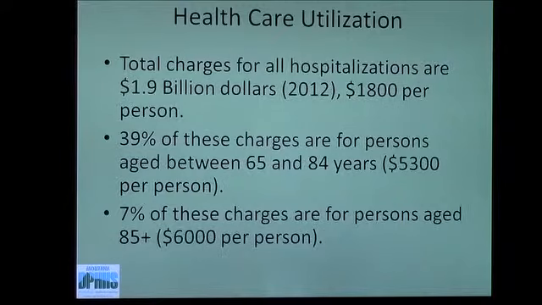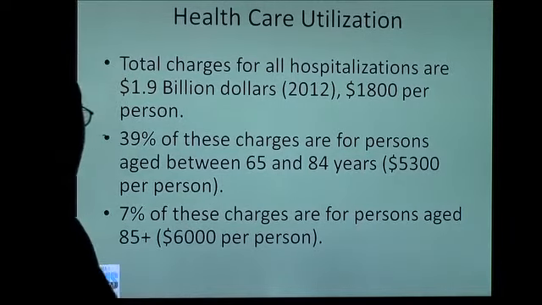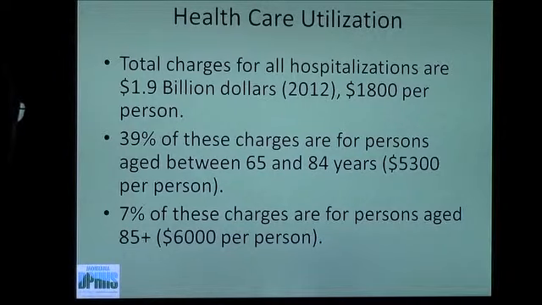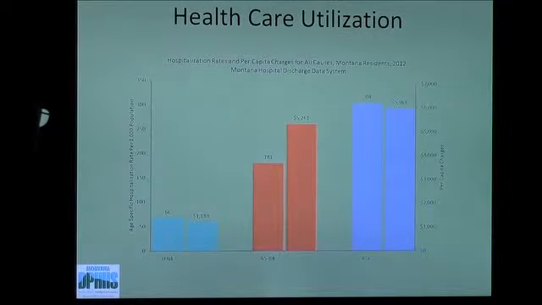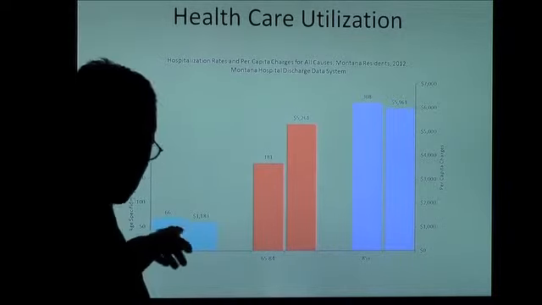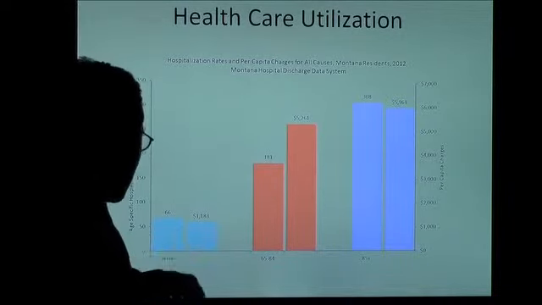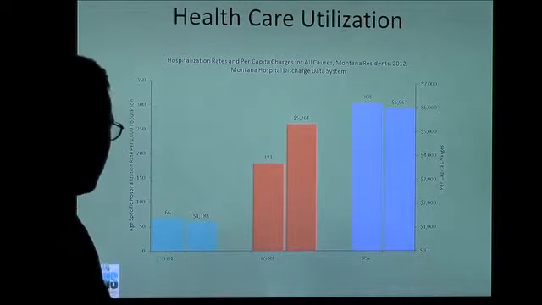Total charges statewide were about $1.9 billion in 2012, $1,800 per person. But if we think about that, 39% of those charges were from people aged 65 to 84 years. A lot of charges, and 7% are for persons aged 85 plus. So if we put the rates and charges on the same graph, we see a low hospitalization rate and low charges for people aged 0 to 64.